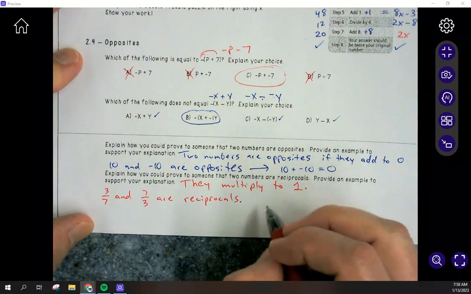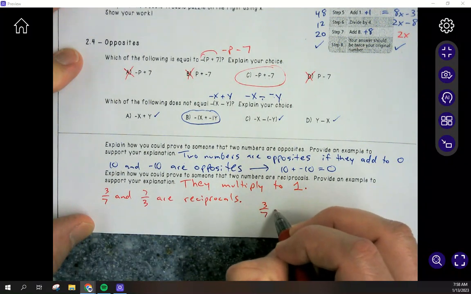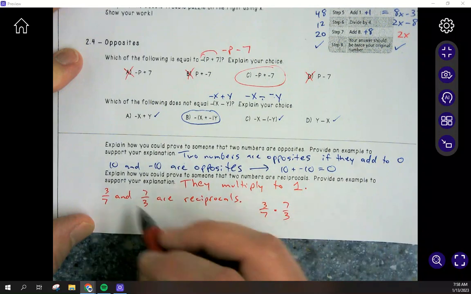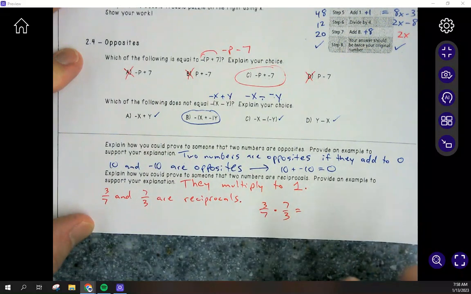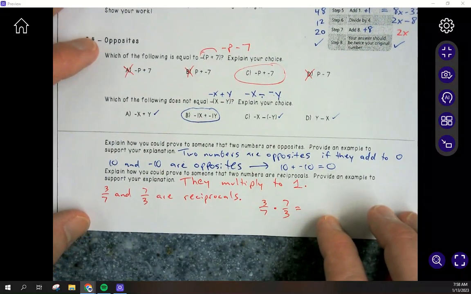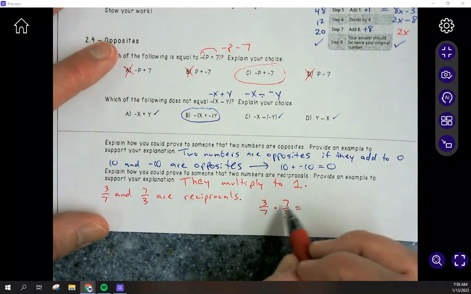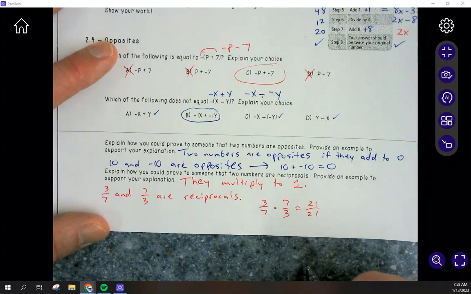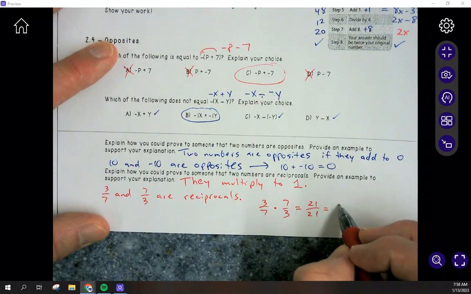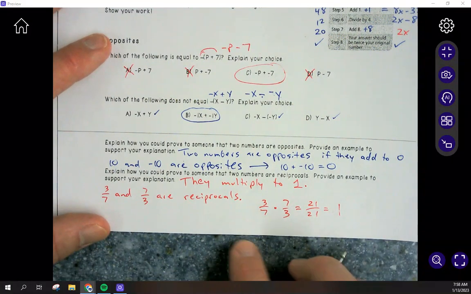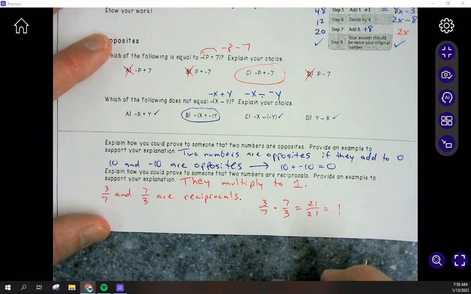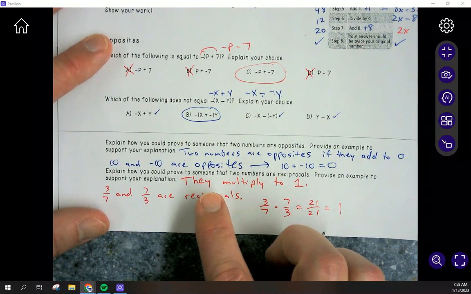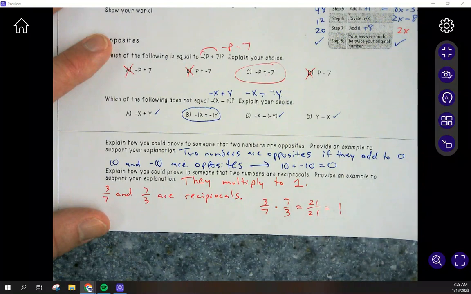Let's take these two right here, 3/7 times 7/3. It's the flipped version. The fraction, notice I didn't change the sign from positive to negative or anything like that. But when you multiply straight across after you have flipped, you're going to get the same number on the top as the bottom, and that is 1. Okay, so reciprocals are the flipped version of the fractions. The way you prove they're reciprocals is you show that they multiply to 1.